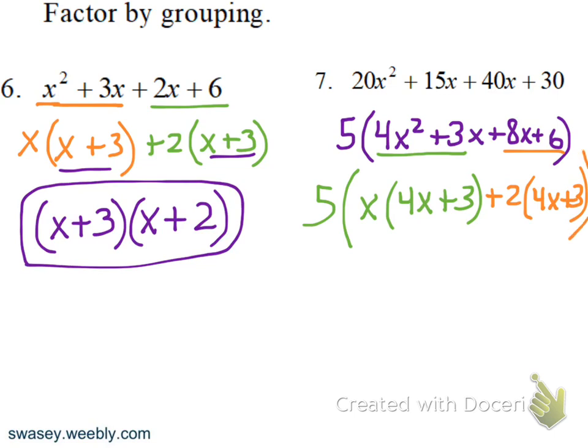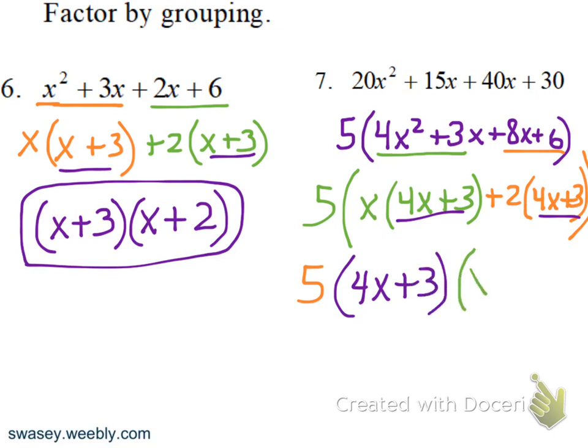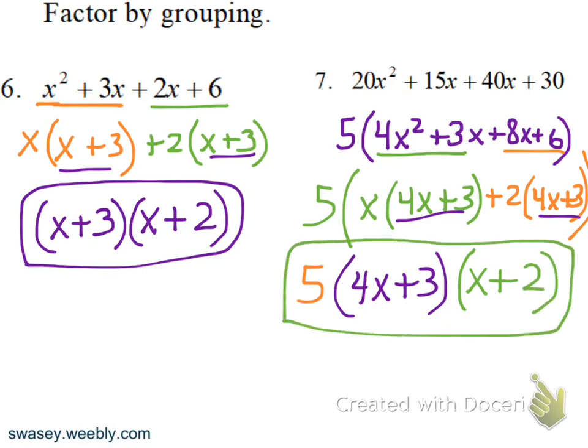Now notice that the 4x plus 3 is in common, this and this. So we can factor the 4x plus 3 out, and we're left with x plus 2. To check this one, you could distribute your 5, and then you could distribute twice. Or you can multiply your two binomials together and then distribute 5.